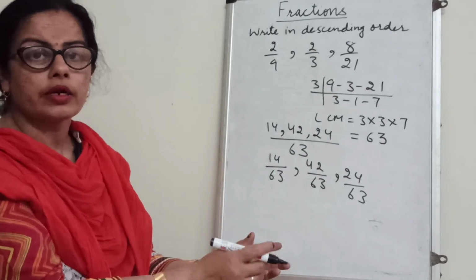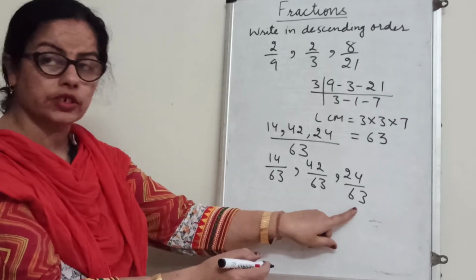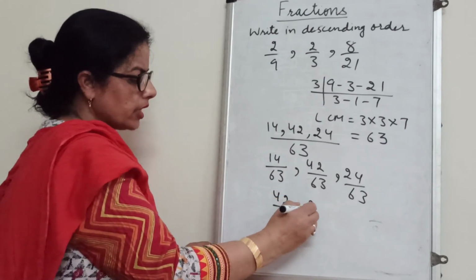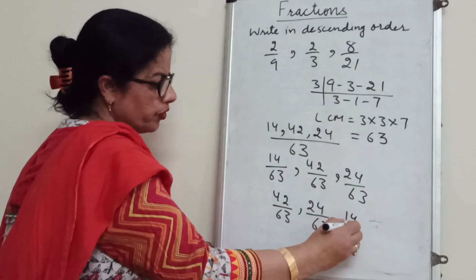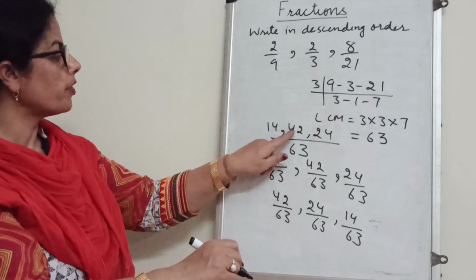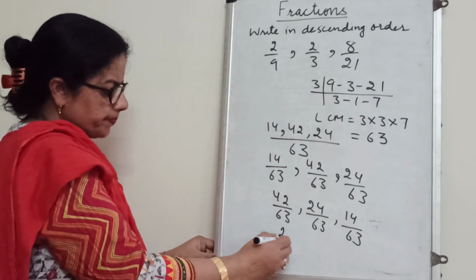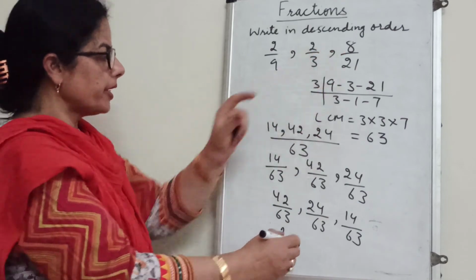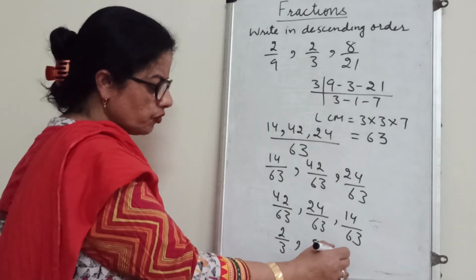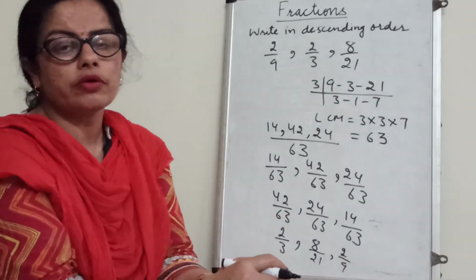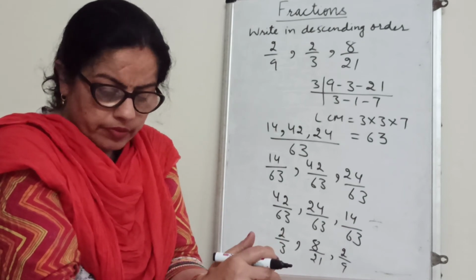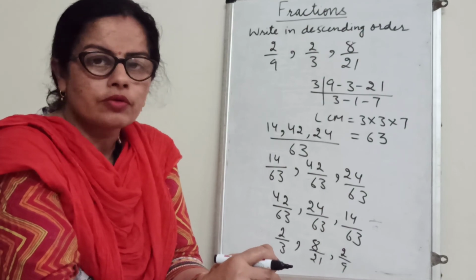Okay. Now you can write in descending order. Which number will you write first? This number, the highest number. Then 24. Then 14. And now see which number each came from. 42 we got from 2 by 3. 24 we got from 8 by 21. And 14 we got from 2 by 9. So you can write ascending order and descending order very easily. We will try questions 1, 2 and 3 of exercise 2.1. Okay, thank you.